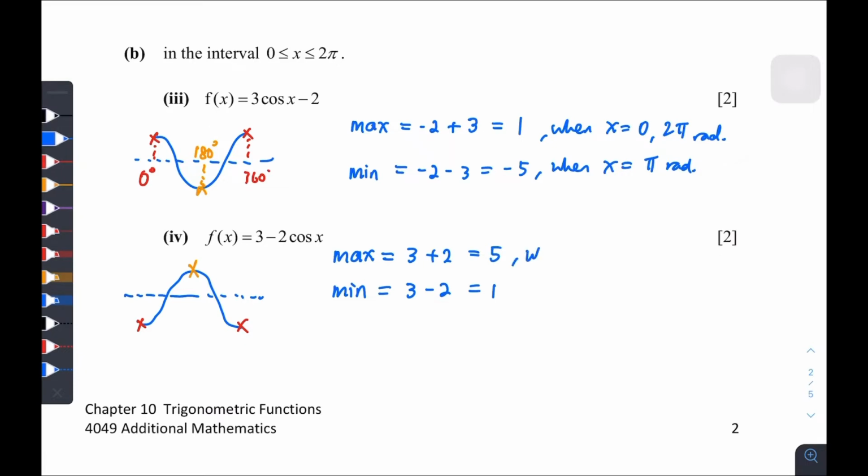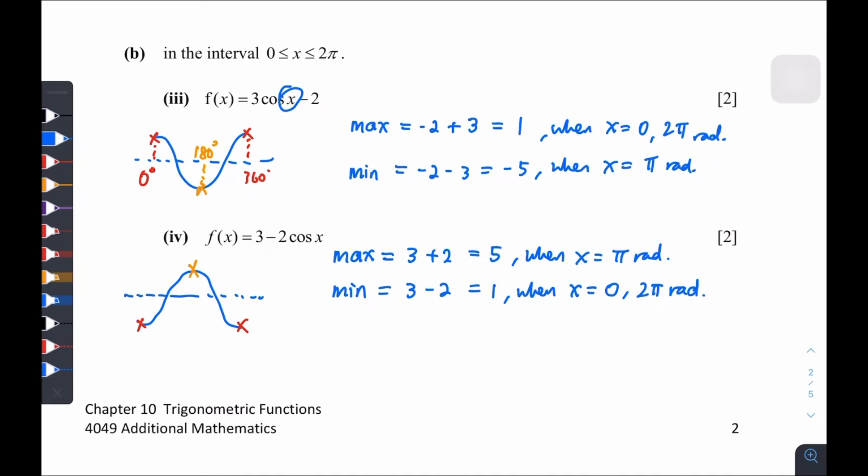Okay, so this is when x is equal to pi radians, at 180 degrees, or when x is equal to 0 degrees and 360 degrees. So it will be 0 and 2 pi radians. Okay, rather straightforward. Now, what happens if instead of 1x, it is 2x or 3x? So we can do this actually.